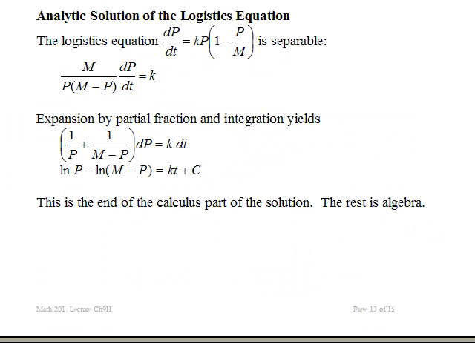Okay, now I'm going to run through the analytic solution of the logistic equation. So here's the equation we're trying to solve. It's separable. I can write it like this. I can take the p times 1 minus p over m, which can be written as m over p times m minus p, over to the left-hand side, leaving only the constant k. Recall that a separable equation can be written like this. Say I'll use y as the dependent variable, and I'm going to say dy by dx.